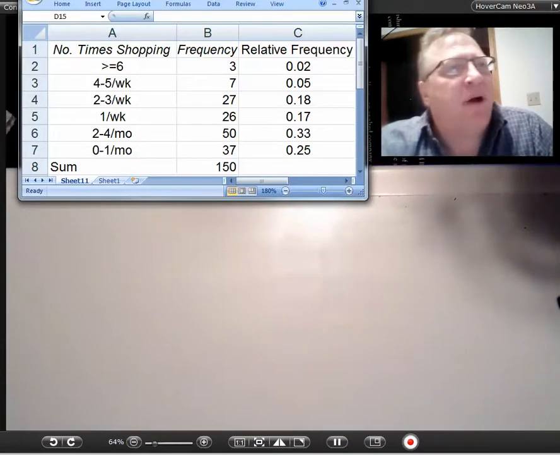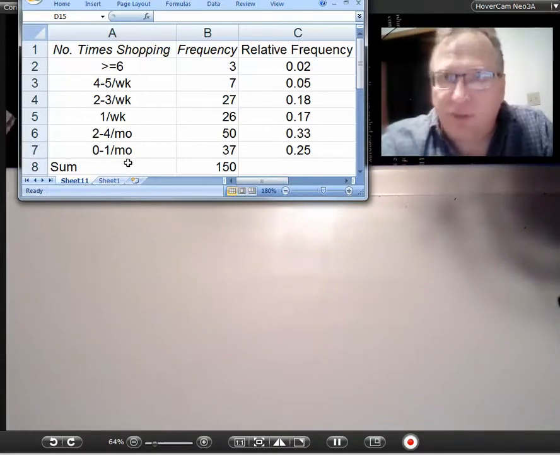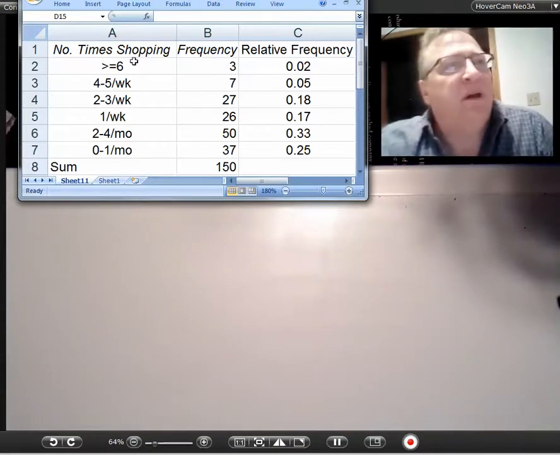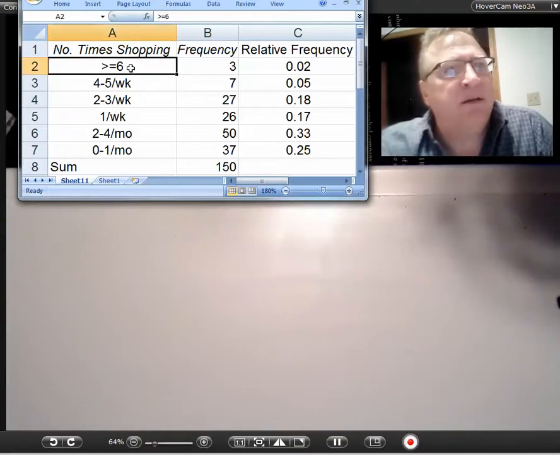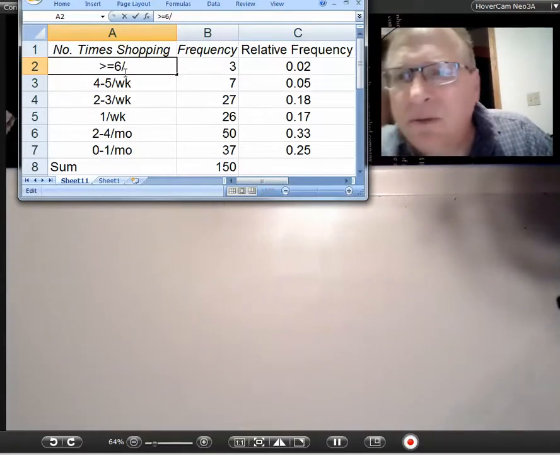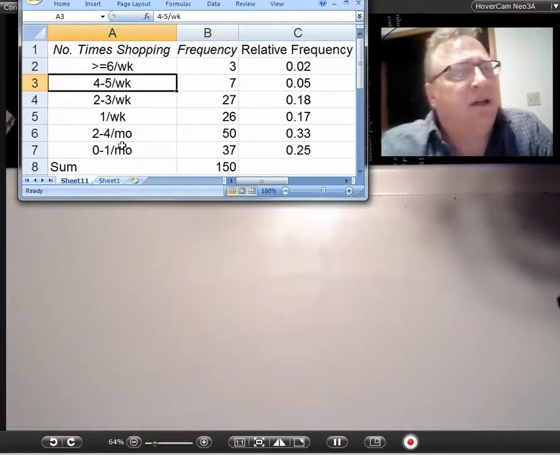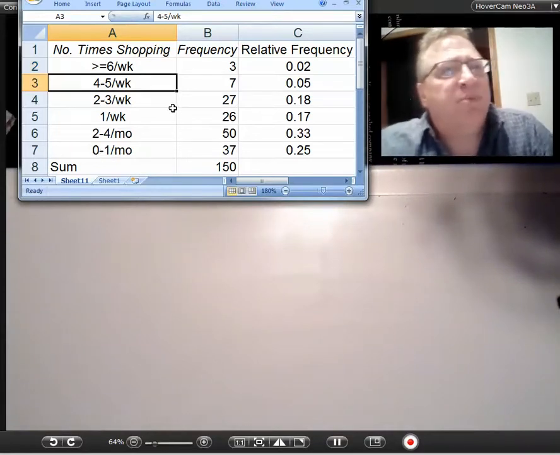Okay, I've cleaned up our graph a little bit. I just filled in what these values from our frequency distribution really mean. It's the number of times a person went shopping, greater than 6 per week. I didn't say per week on that one, did I? Not that it really matters. Per week. All right. Down at the low end, 0 to 1 times per month.